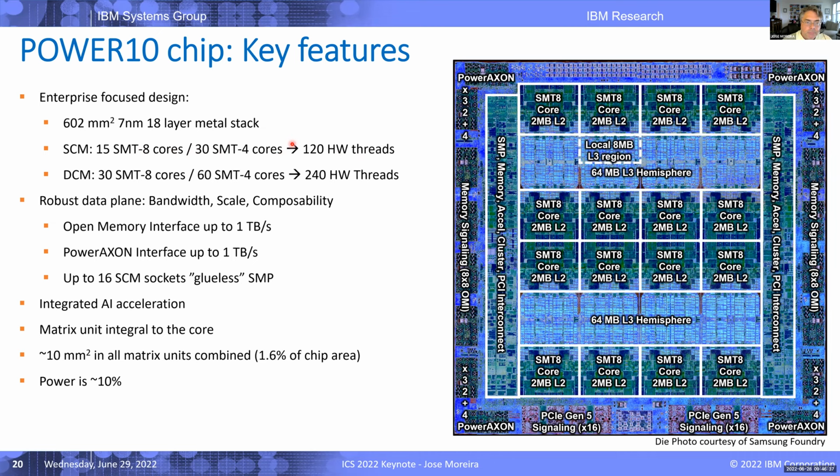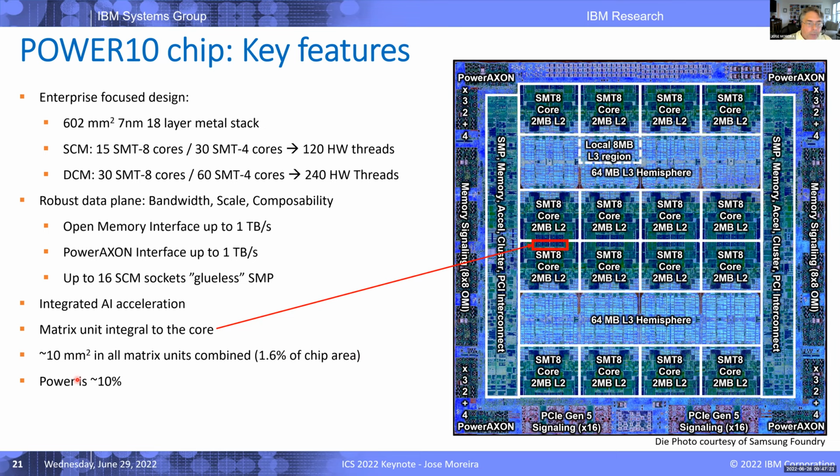We do have modules with 2 of these. The results I showed were all for the single chip module. A lot of interconnect bandwidth. And the matrix unit is integral to the core. So the matrix unit on every core, you see this red rectangle here, that's the matrix unit, okay? If you were to add the matrix units of all the cores, you get about 10 square millimeters of silicon or 1.6% of the chip area. So it's respectable, right? Every square millimeter counts, but it's not enormous for the amount of boost in performance we got.